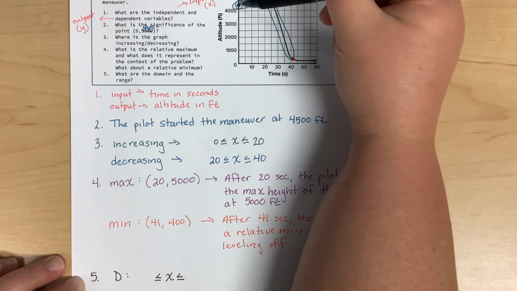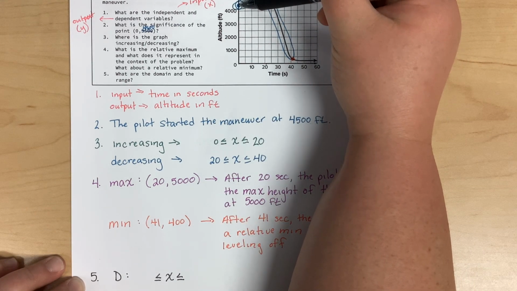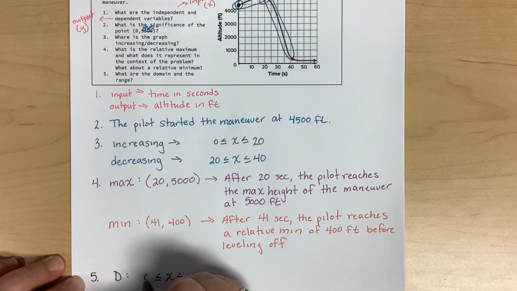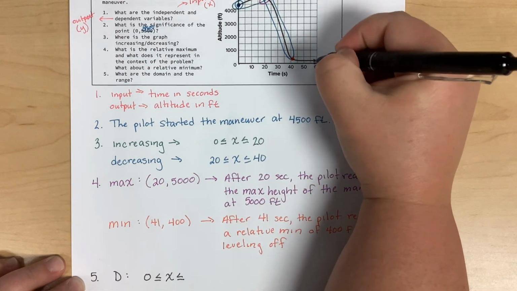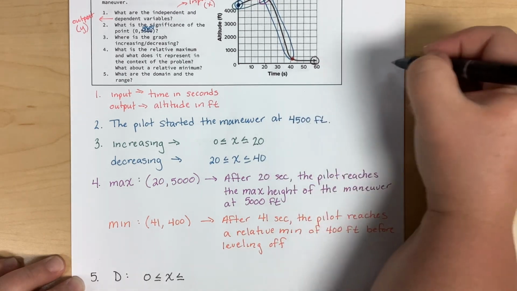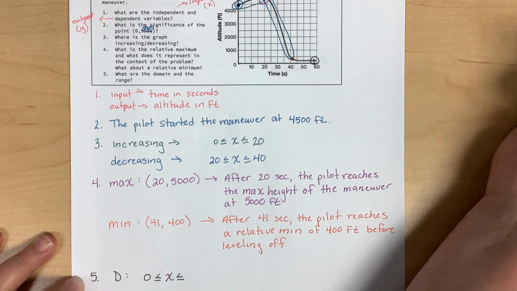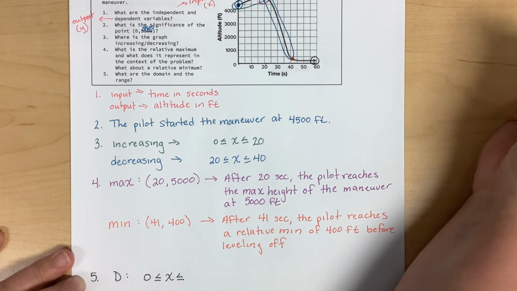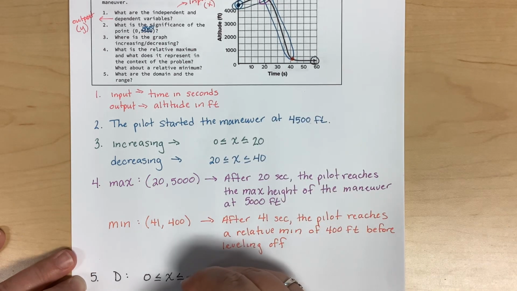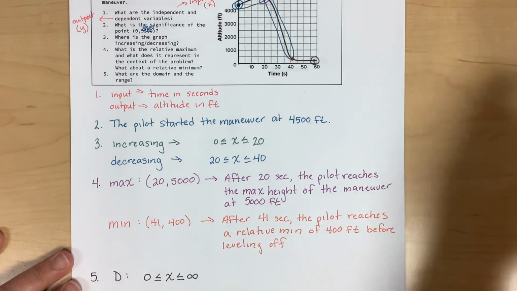The farthest left the graph goes is right here. That's a point, so that's at 0 seconds. Now the farthest right the graph goes is right here. That's an arrow, which means it keeps going forever. Obviously, at some point, the pilot would land, but since there's an arrow there, we're gonna use infinity.